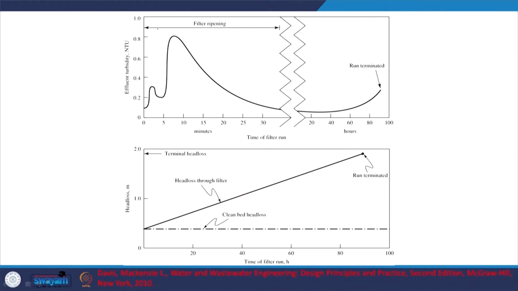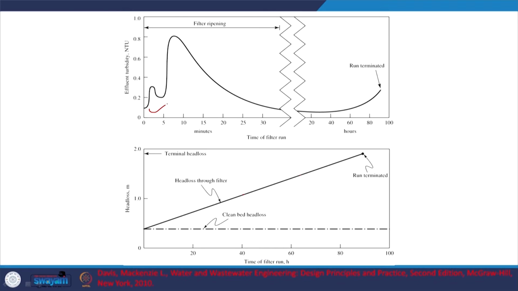Hello everyone, welcome back. In the last session, we introduced ourselves to the different mechanisms by which suspended matter can be removed by different types of filtration. One is depth and one is surface filtration by the membranes. And then we started looking at the aspects relevant to depth filtration.